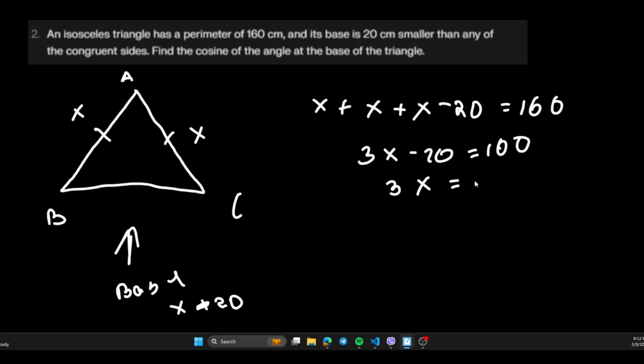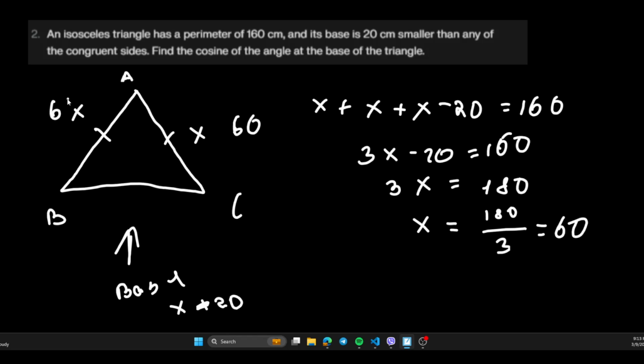3x, you bring the minus 20 over as positive, so 180. And x is 180 divided by 3, so it's 60. So here is 60, here is also 60, and here is going to be 40. Now about cosine: how can you find the cosine?